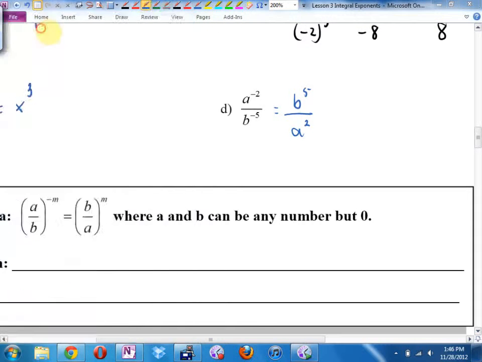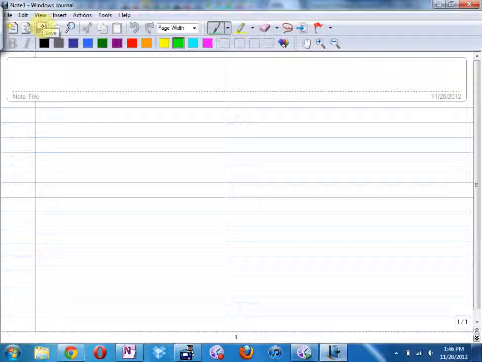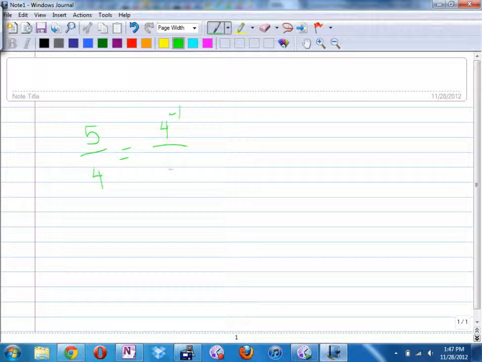I can also, by the way, reverse this. I can say, write this with a negative exponent. If I said 5 over 4, you could write that as 4 to the negative 1 over 5 to the negative 1. I can bring in negative exponents if I need to. I don't do that very often. I don't like negative exponents, but the elevator rule works backwards too.